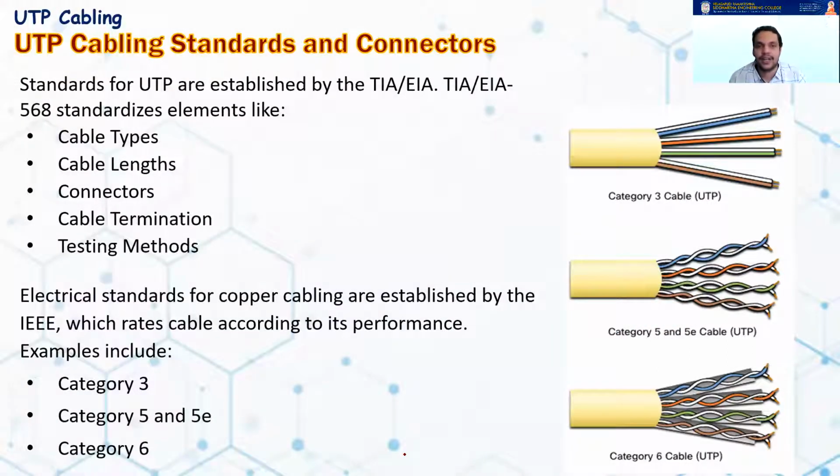And these are the different categories. Currently we are using category 6 and category 5. Some places still use category 7 also. The standards for UTP are established by TIA or EIA, and they usually standardize the cable types, cable lengths, which connectors are to be used, how they are terminated at the connectors, and the different testing methods. The UTP cables are categorized based on the bandwidth they carry, and the cost.